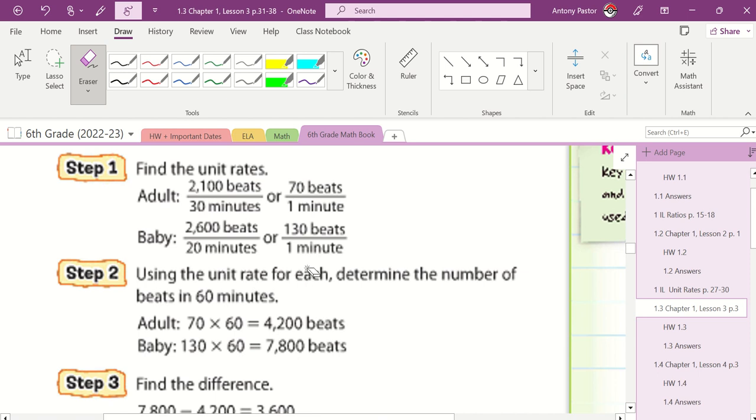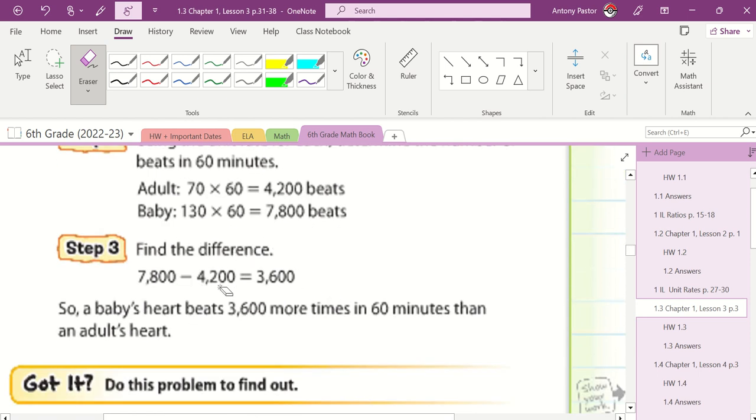Using the unit rate for each, determine the number of beats in 60 minutes. So if a human's heart beats 70 beats per minute, in 60 minutes, it'll beat 4,200 beats. If a baby's heart beats 130 beats per minute, we're going to multiply it by 60. It will beat 7,800 beats in that hour.